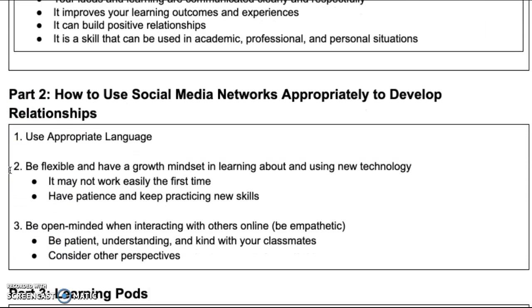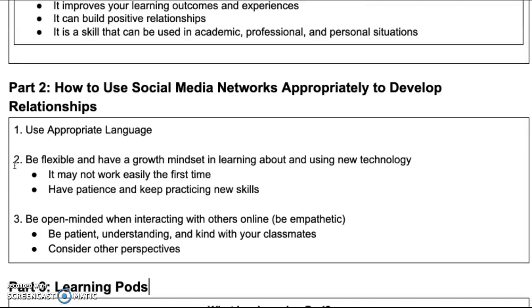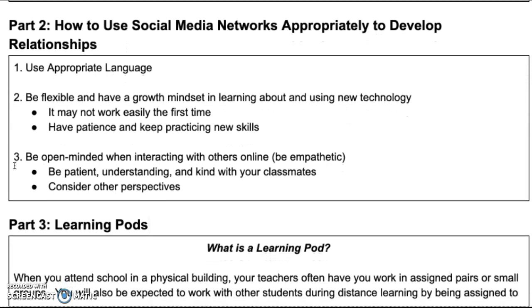Part 2, how to use social media networks appropriately to develop relationships. First, you need to use appropriate language. Second, you need to be flexible and have a growth mindset in learning about and using new technology. It may not work easily the first time, and you need to have patience and keep practicing new skills. Third, be open-minded when interacting with others online. Be empathetic. Be patient, understanding, and kind with your classmates. Consider other perspectives.